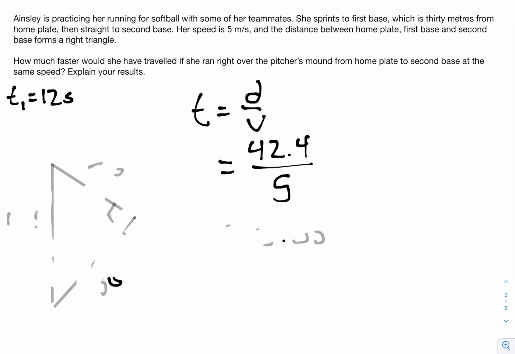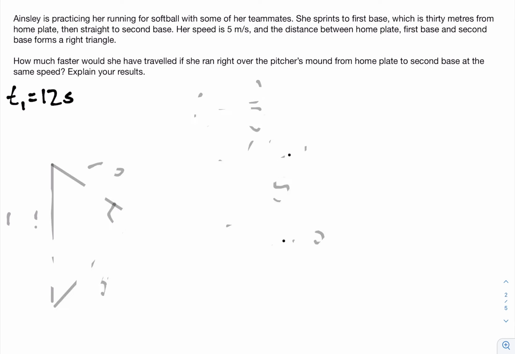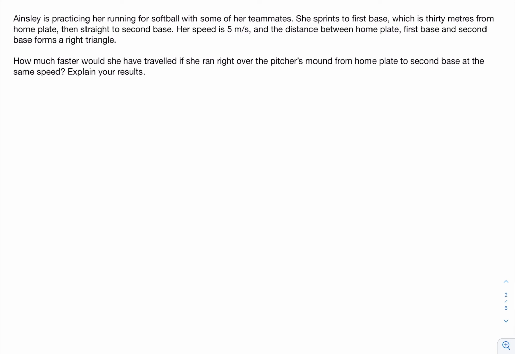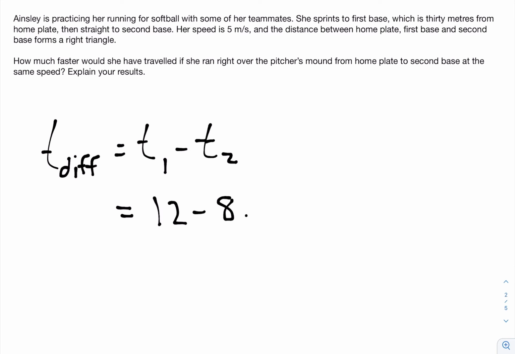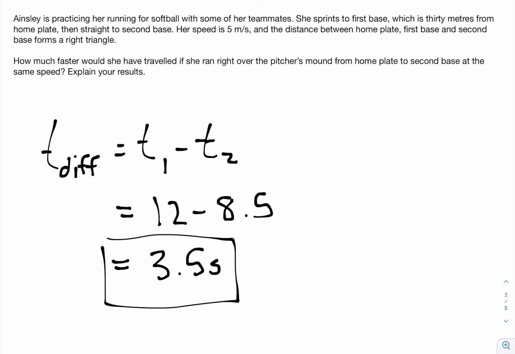Okay, so now to figure out the difference between them, how much faster she would travel, right? We take our T1, which was 12 seconds, and we subtract it. So I'll write T difference, or just T diff, equals our first time minus our second time. So our first time was 12 seconds, minus our second time, which was 8.5 seconds. And it's going to be 3.5 seconds. So if she travels straight from home to second base without going to first base, she's going to get to second base 3.5 seconds faster.